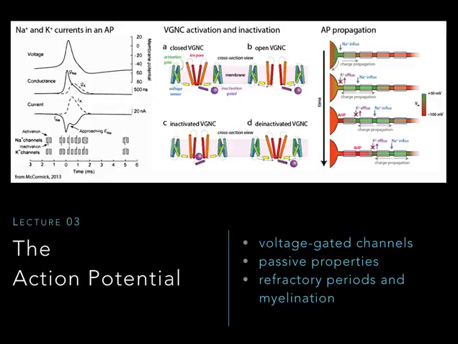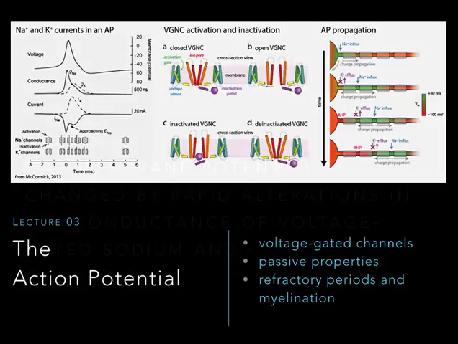Here we're going to talk about the action potential. We touched on this a little bit in Lecture 2, and we're going to cover it in a bit more detail here. We're going to cover voltage-gated channels, in particular voltage-gated sodium and potassium channels. These are fundamental for generating action potentials. We'll talk about the passive properties of neurons and how they affect the change in membrane potential that we see in the action potential. And then we'll talk about refractory periods and myelination and how they affect the creation and conduction of action potentials.